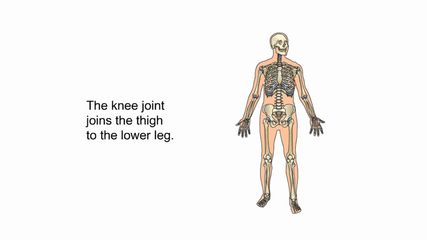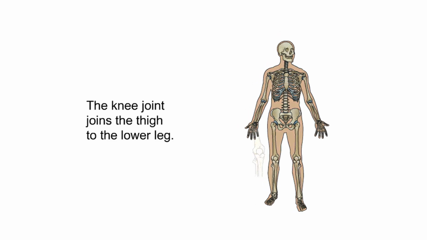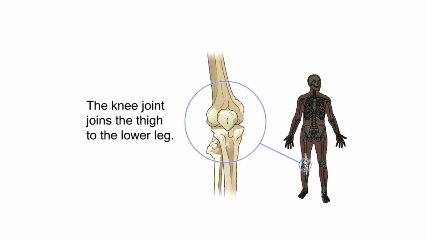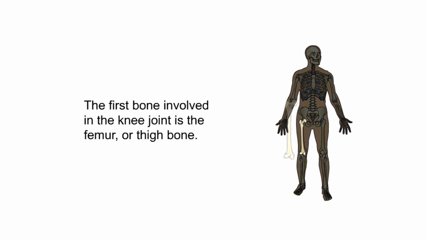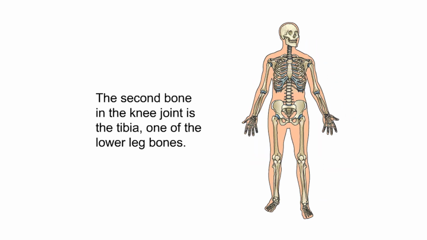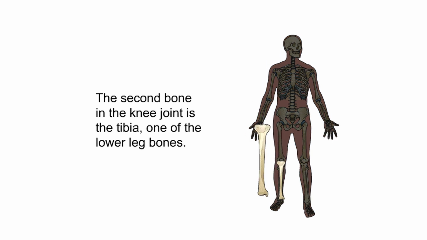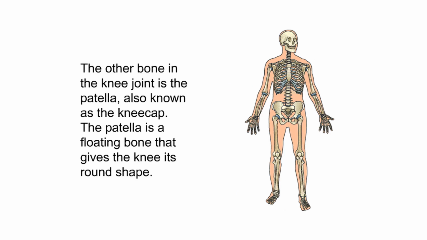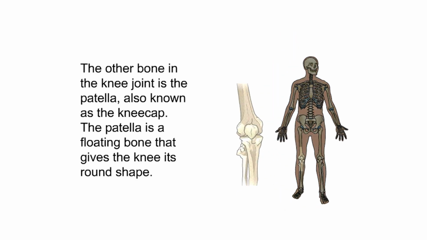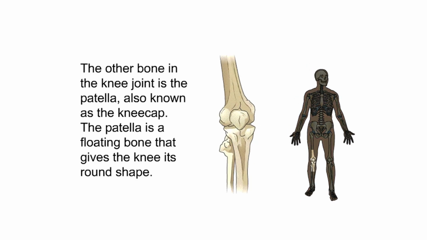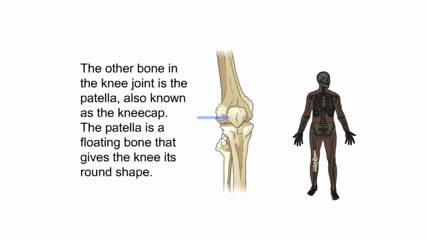Anatomy. The knee joint joins the thigh to the lower leg. The first bone involved in the knee joint is the femur, or thigh bone. The second bone in the knee joint is the tibia, one of the lower leg bones. The other bone in the knee joint is the patella, also known as the kneecap. The patella is a floating bone that gives the knee its round shape.